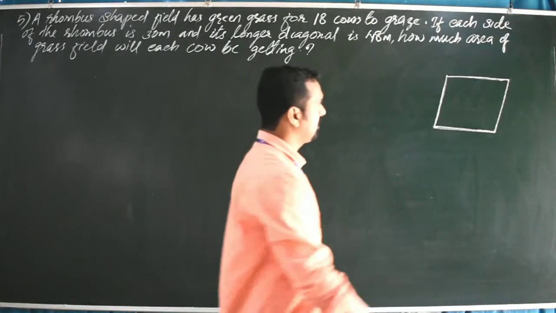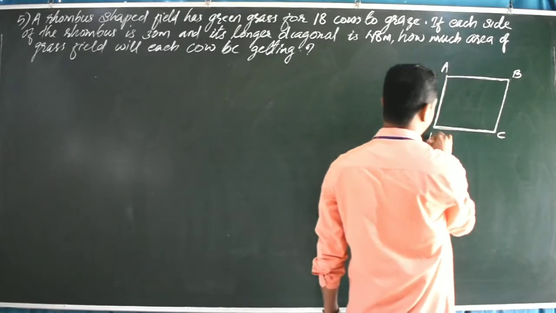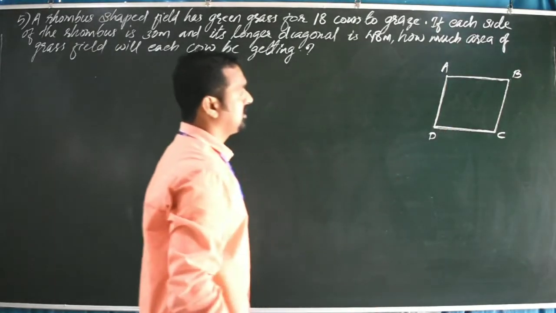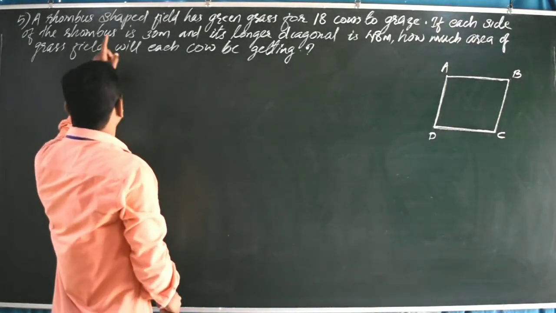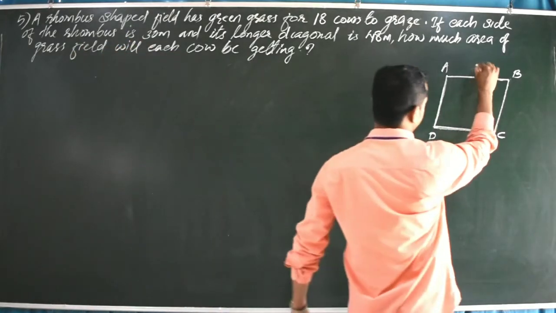Okay, let it be ABCD. ABCD is a rhombus. If each side of the rhombus is 30 meter, all the sides measure 30 meter.